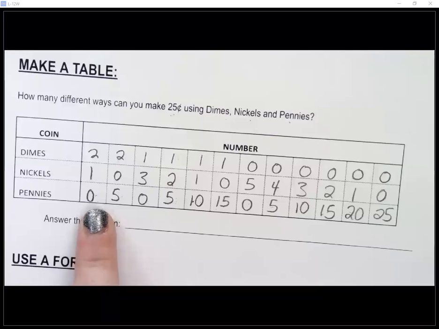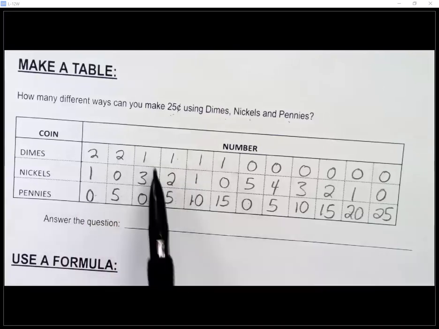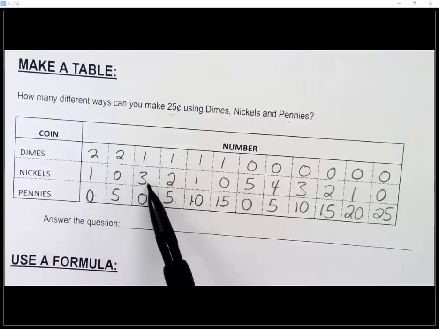Now I'm going to have some more combinations I could come up with. So you'll see the next bunch, I only use 1 dime. If I use 1 dime, my most efficient would be to just use 3 nickels. I never really want to use pennies if I can avoid it. So 1 dime, 3 nickels. And then you can just work your way down this pattern.